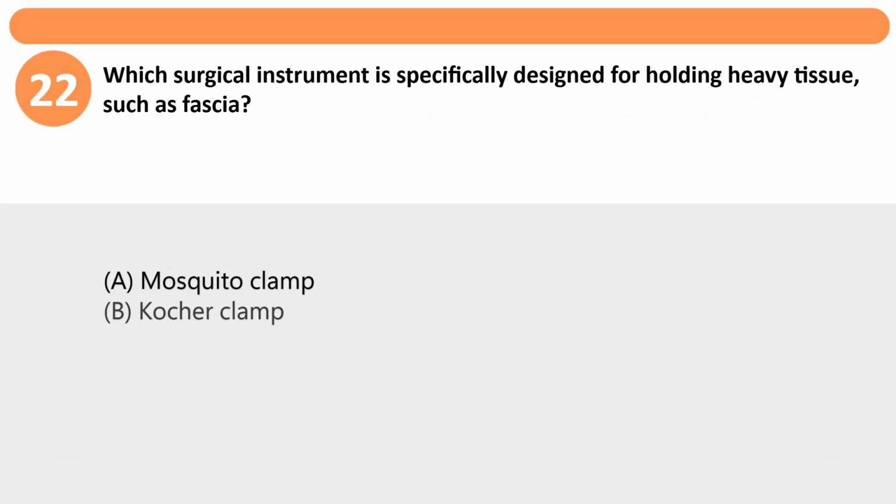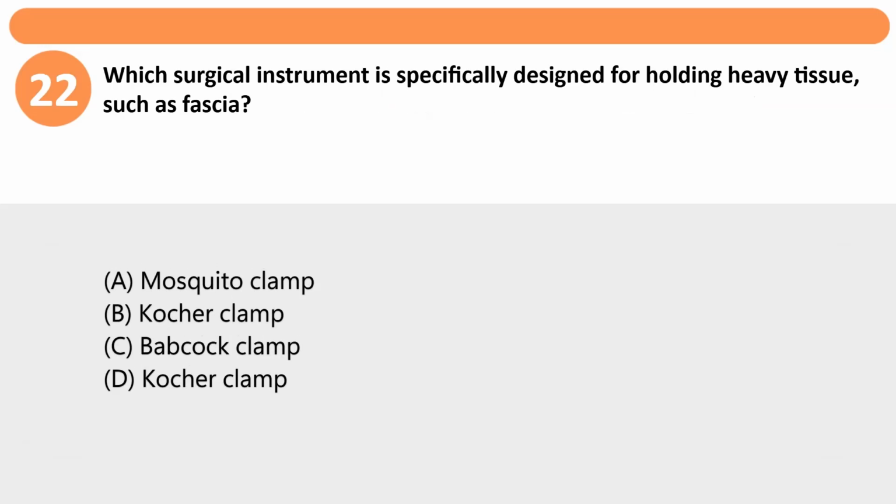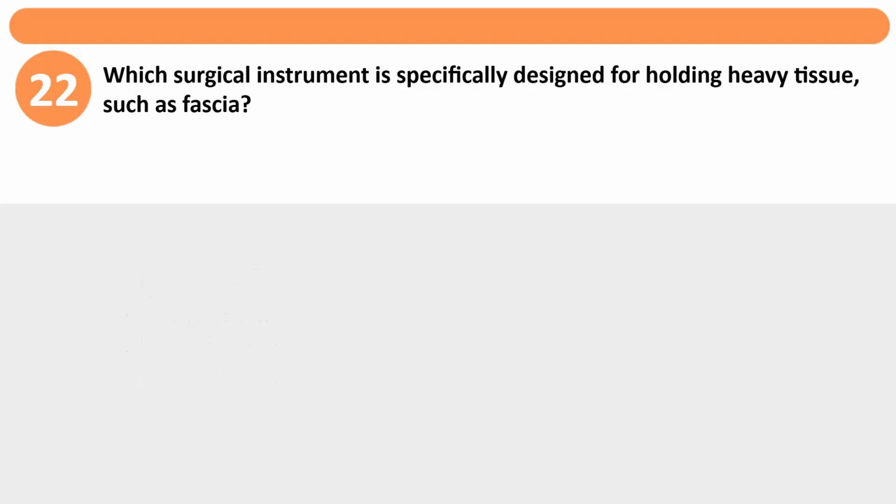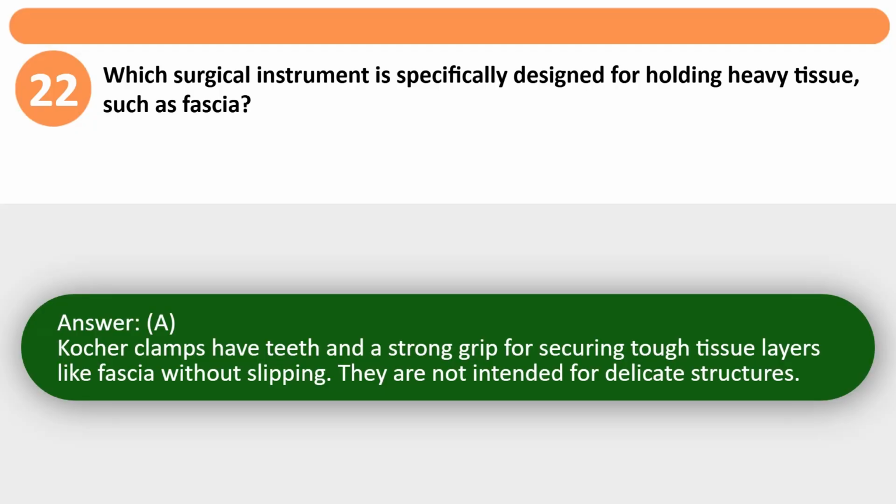Which surgical instrument is specifically designed for holding heavy tissue, such as fascia? A. Mosquito clamp. B. Coker clamp. C. Babcock clamp. D. Coker clamp. Answer, A. Coker clamps have teeth and a strong grip for securing tough tissue layers like fascia without slipping. They are not intended for delicate structures.